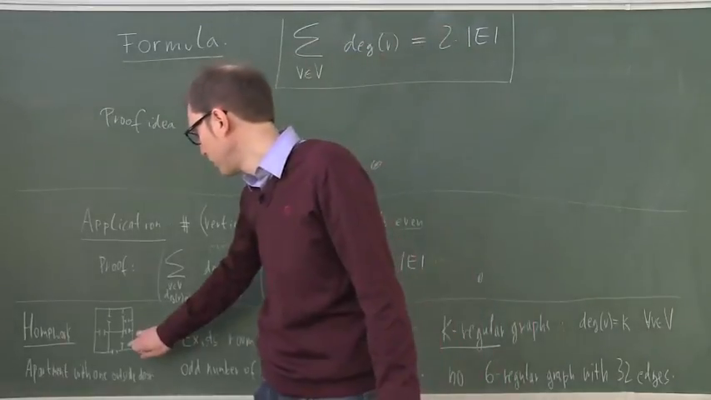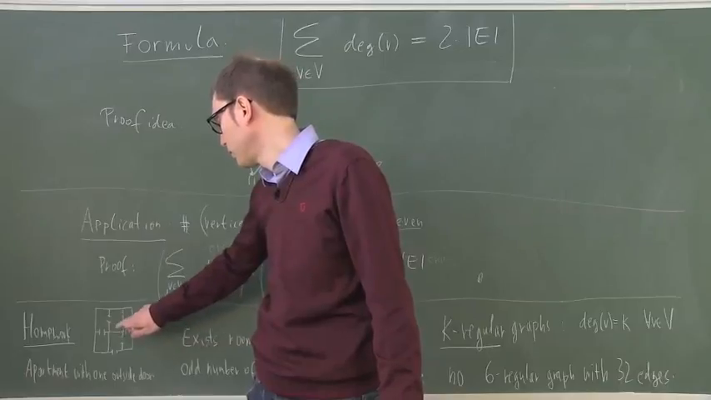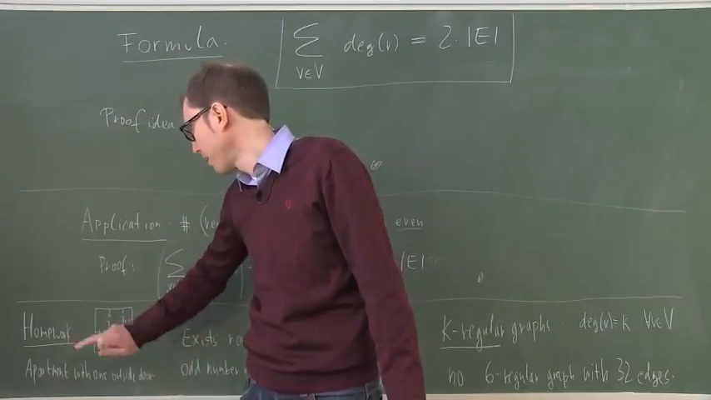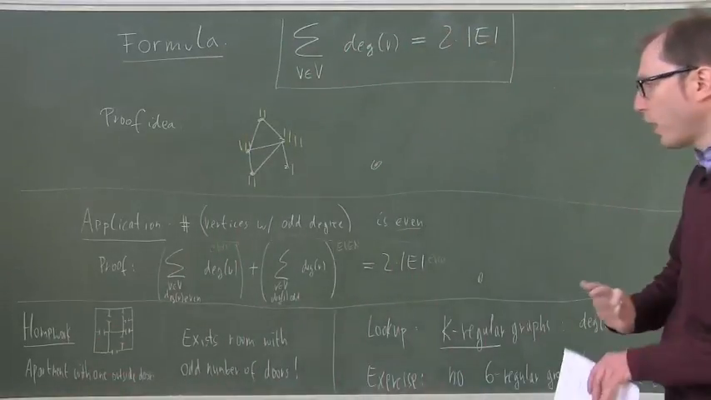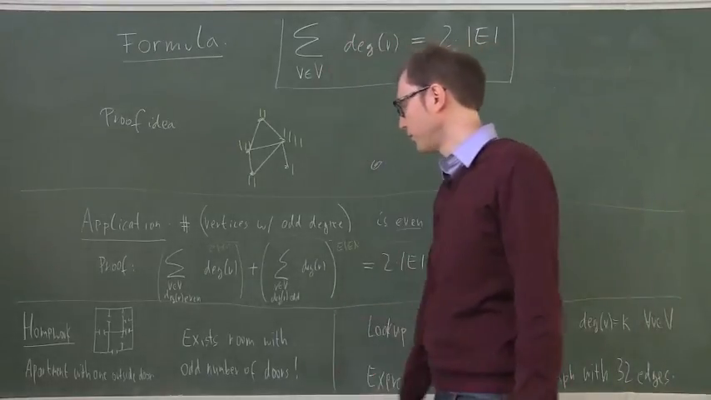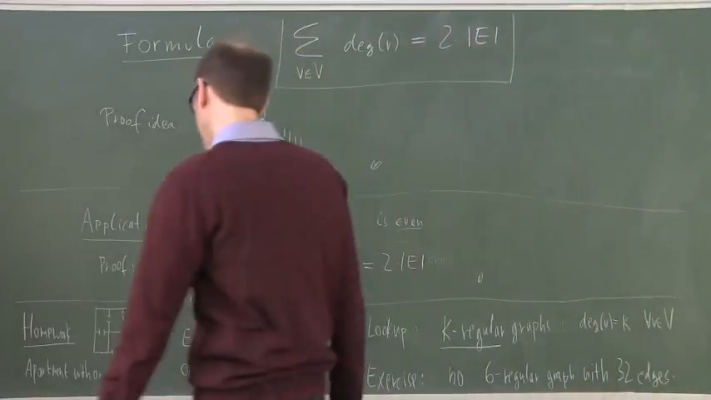So for instance here this has 2 doors, 2 doors, 2 doors, 2 doors, 2 doors, this one here has only 1 door. That's an odd number. So no matter how you do this, there will always exist a room with an odd number of doors. So I find that is a really nice problem.